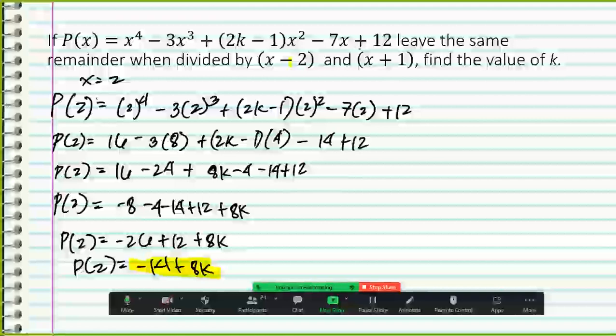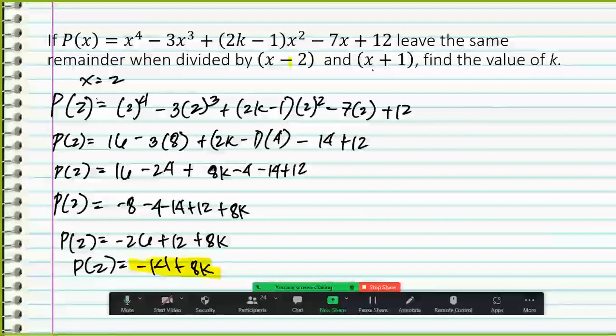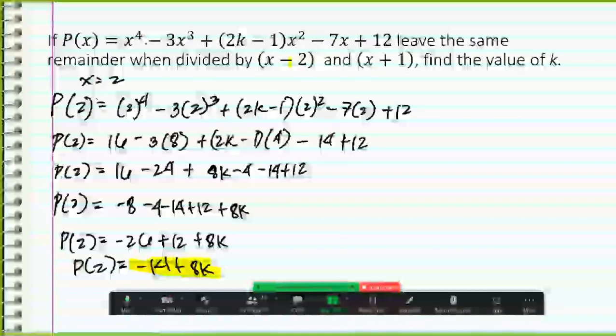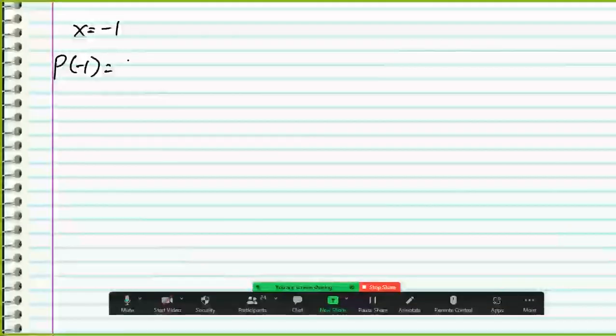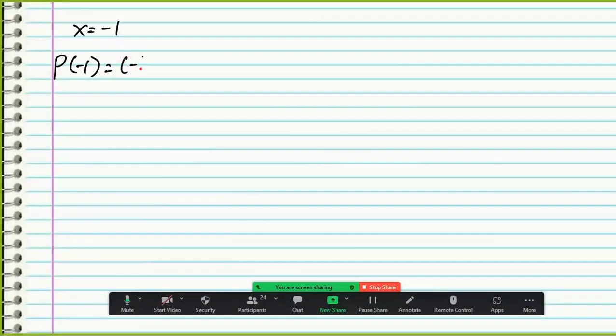So now we will solve for the value of x plus 1. So the value is x equals negative 1. Then we have to inject the same in the same polynomial function. So we have p of negative 1 equals x to the 4th. So we have negative 1 raised to the 4th minus 3.